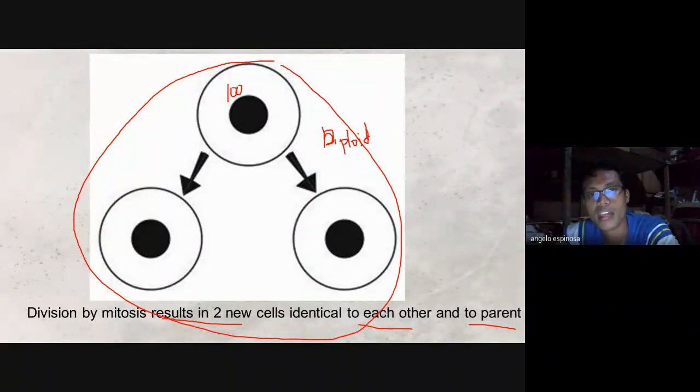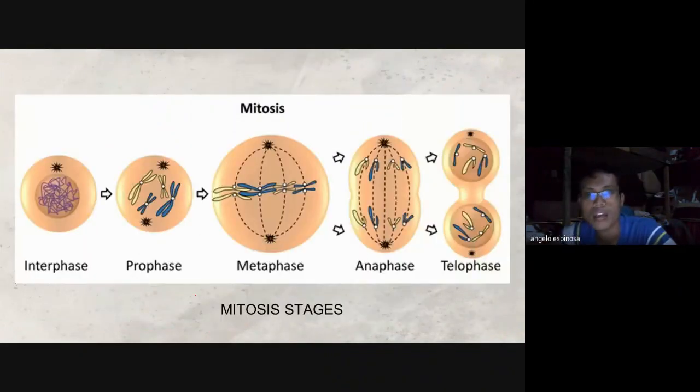This is 100% genes from the male, and then 50-50%. So that will give you a diploid. And that is mitosis. Usually mitosis is used for replacement if there are wounds, and it also happens in the reproductive system. So these are the processes in mitosis. If I'm going to discuss this one by one, baka abutin tayo ng ilang araw. Yun lang ang kinoconcern ko doon. So just familiarize the process, the stages.